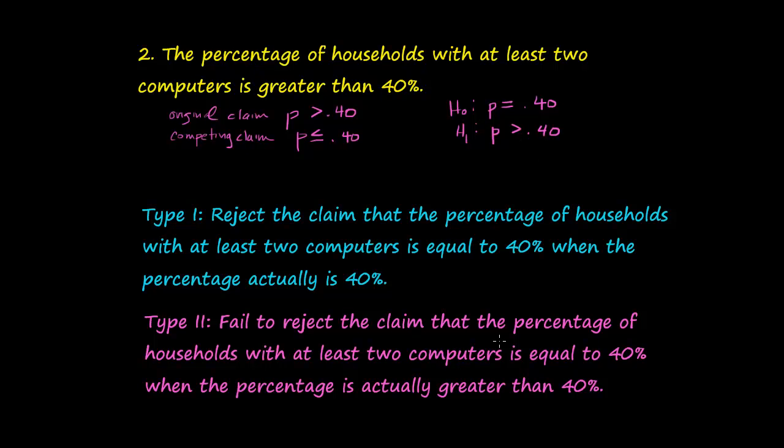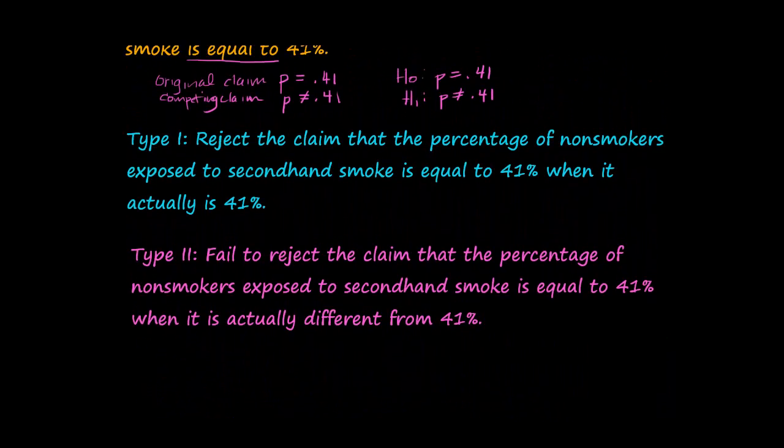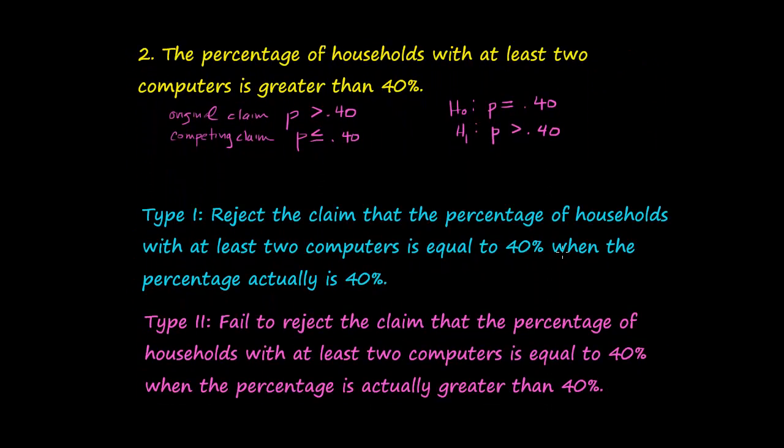So notice the difference between example 1 and example 2. In example 1 we said different from, and we look at our alternate hypothesis, and that's what the not equal to sign implies, different from. In number 2 we said the alternate was greater than, and that's our wording in our type 2. It's actually greater than 40%.